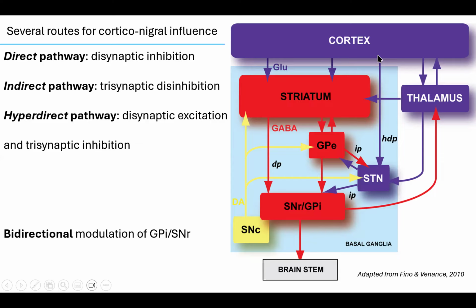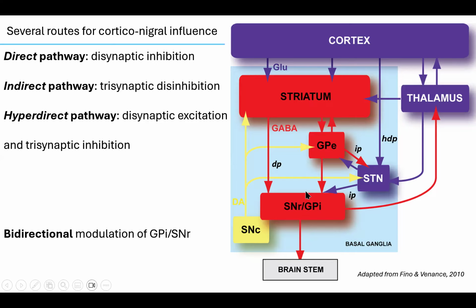Then we have the hyperdirect pathway, which bypasses the striatum and goes from the cortex to the subthalamic nucleus. It's an excitatory small nucleus that then excites the SNR and also excites the GPE. So we have a complication of many different pathways. You can have either disynaptic excitation, cortex, STN, and SNR, or trisynaptic inhibition if you go through the sign reversal of the GPE. So we have many different pathways that can enable us to bidirectionally modulate cells in the SNR, to suppress or to release motion.